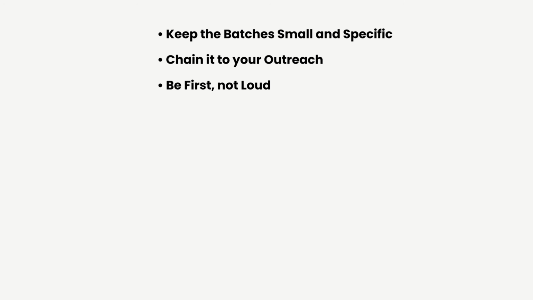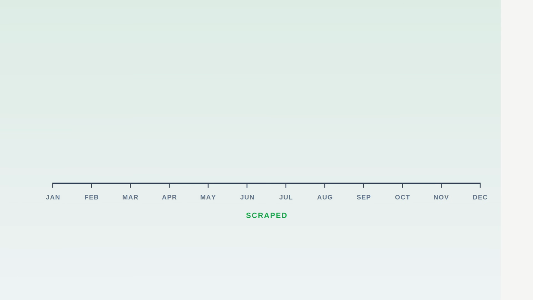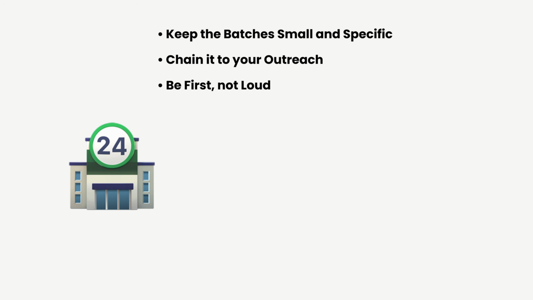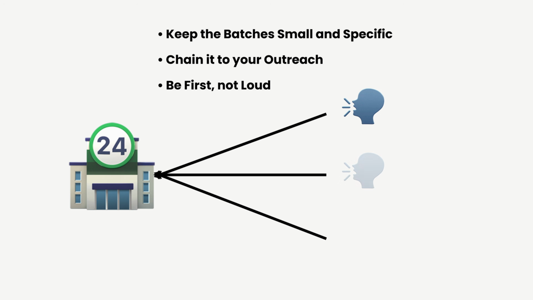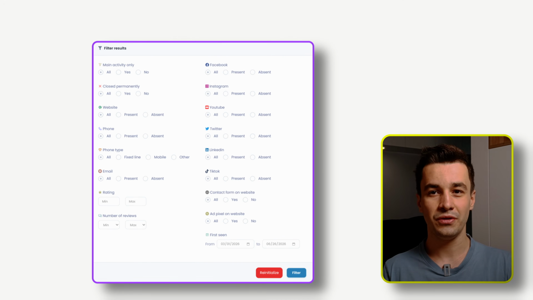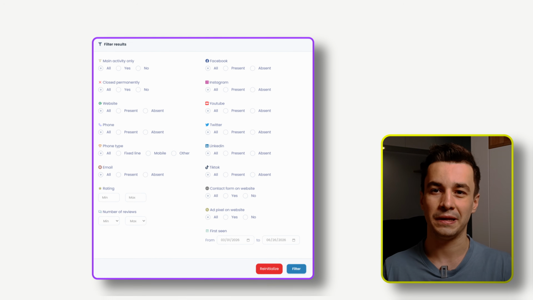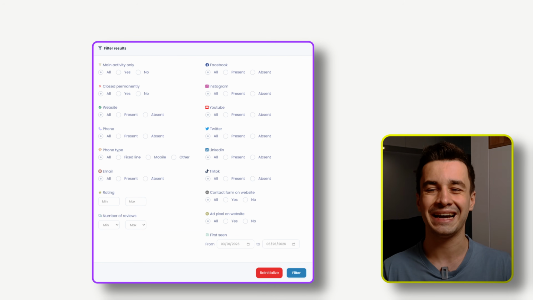Third, be first, not loud. The whole point of a daily drip is that you reach these businesses before anyone else does. A new owner who has never been pitched is a completely different conversation than one who has had 10 agencies email them. The timing does the selling, so show up early. And remember, every filter is applied before the export, so you only spend credits on the leads you actually use.